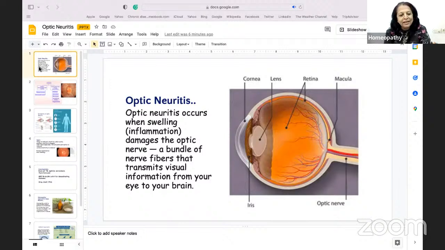Hello everyone. Today we are going to talk about optic neuritis. Now we would like to know what is optic neuritis. Before that, where is the optic nerve and what is its function? Here you will see that the optic nerve is a bundle of nerve fibers which transmits the visual information from the retina to the brain.